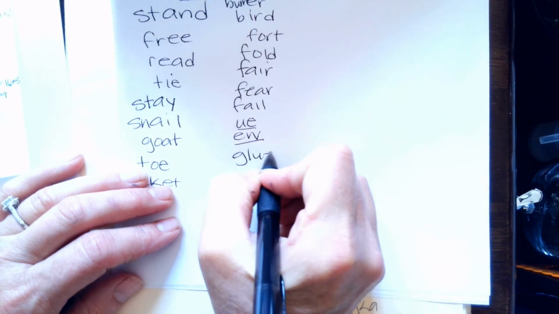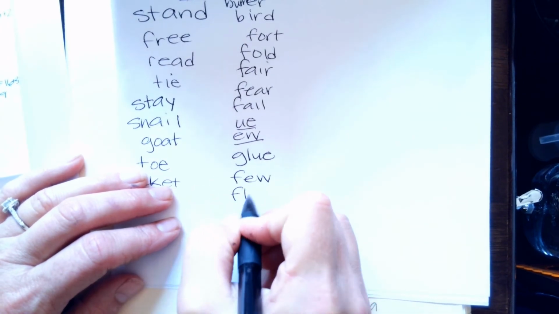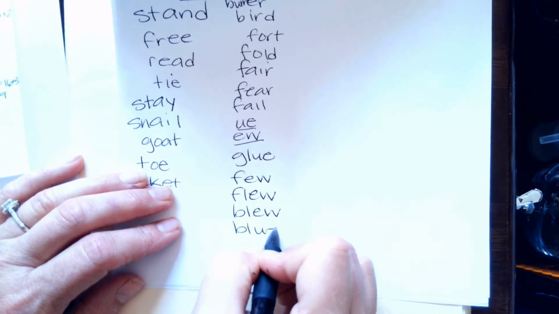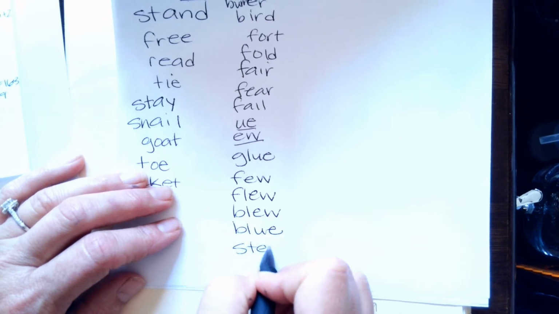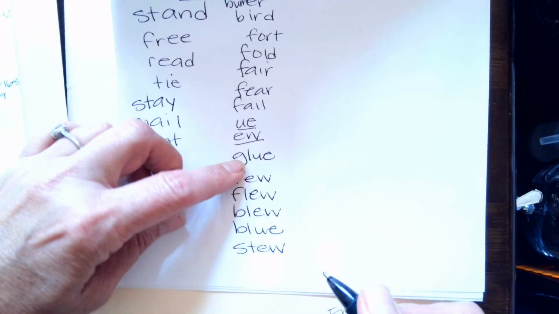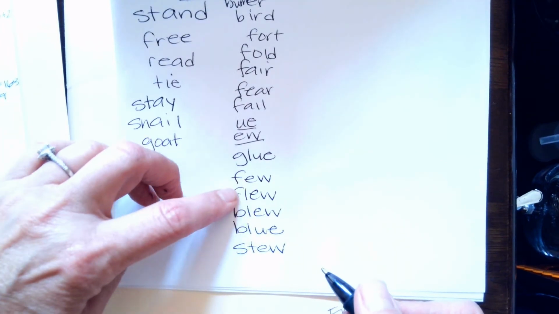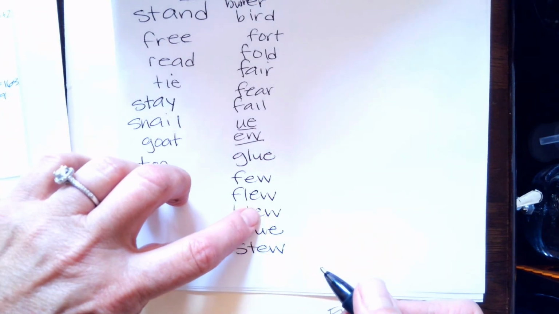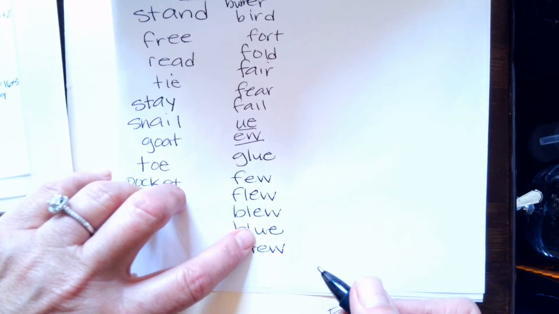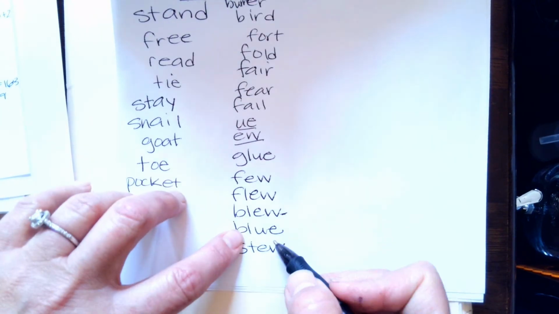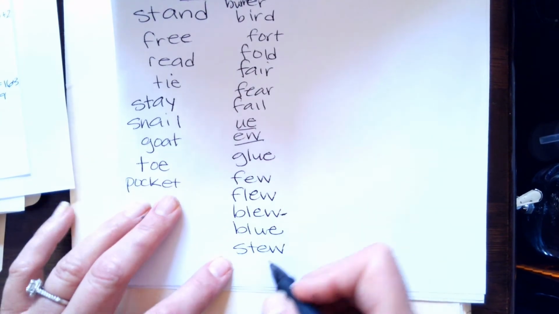So I'm going to read some of these for you. Glue. Few. Flew. Blue. This one is like I blew a bubble, and this one is I like the color blue. EW makes oo, like stew.